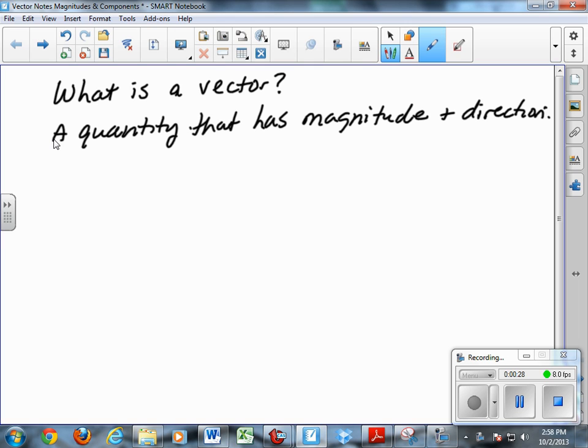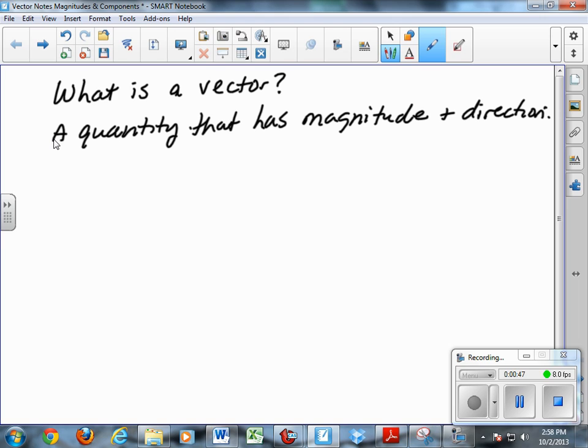But if I say I'm going 50 miles an hour on the highway going straight north, then I have magnitude and direction, and that's known as velocity rather than speed when it has magnitude and direction. Now let's think of something that has magnitude and direction. Forces have magnitude and direction.